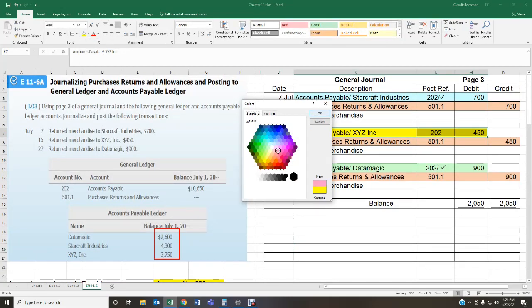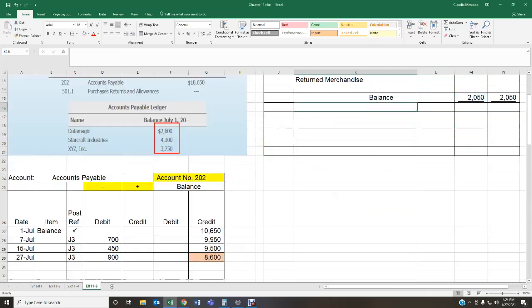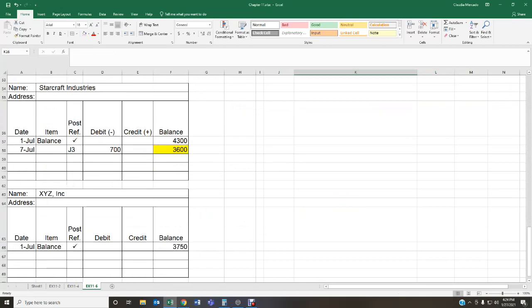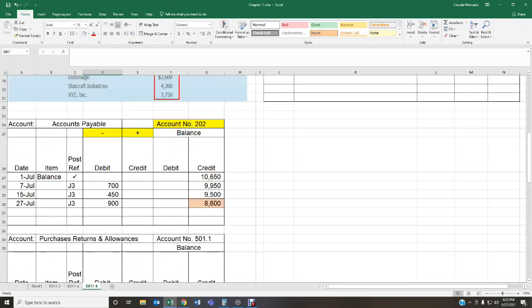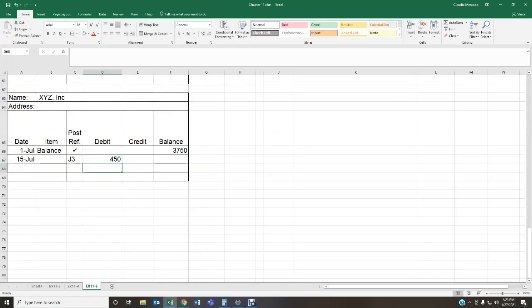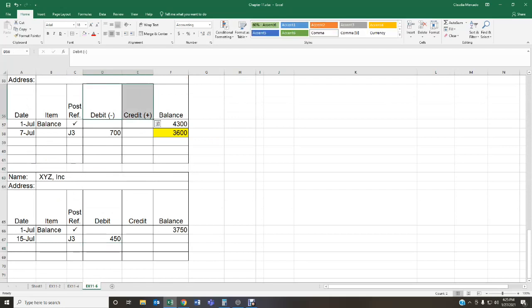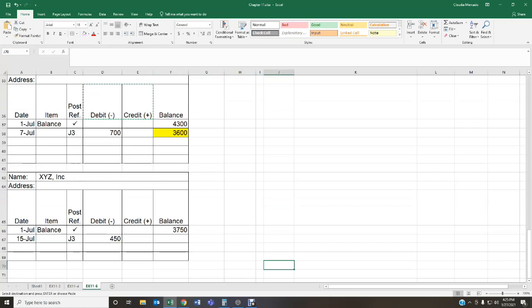Okay, a return of $450. This is happening on July 15th. So I'm going to go back to my ledger for XYZ, and this is happening on July 15th. This is Journal 3, and I have, how much was it? $450 debit. Because it's a debit, and this is our accounts payable account, I'm going to subtract.